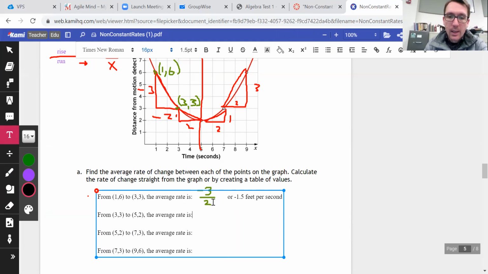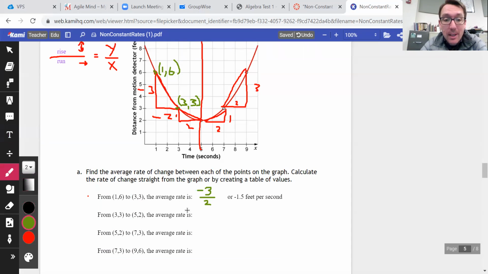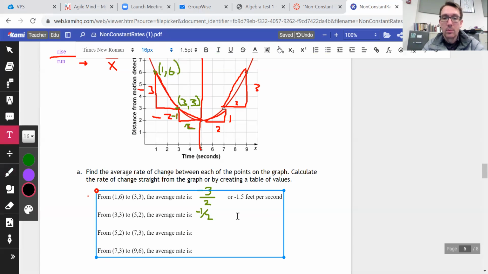And there we are. Now the next one, it goes down 1 and over 2. So for every 2 seconds, it goes 1 foot, or that's going to be half a foot every second. We did that in the last one. But all I really have to do is make a fraction of them. Down 1 and over 2. Notice I put negative for the down parts. That's important because, yeah, it's -0.5 feet per second.